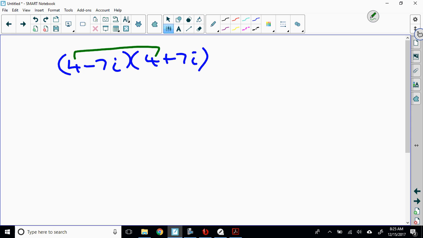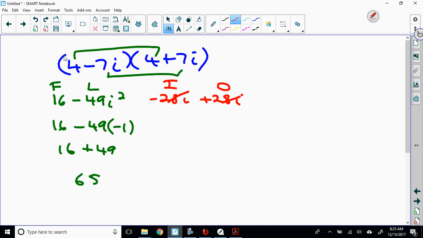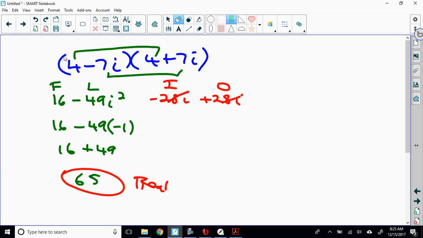So our first term product gives us 16. Remember, on these we like to FOIL. So the last term's product gives us a minus 49i squared. But if you recall, i squared is negative 1, so that's going to make that plus 49. And 16 plus 49 is going to be 65. And then when we do the inner and outer part, the inner product is minus 28i, the outer product is plus 28i, and those cancel. And 65 is real. Make sure you can do the extended responses just like that.